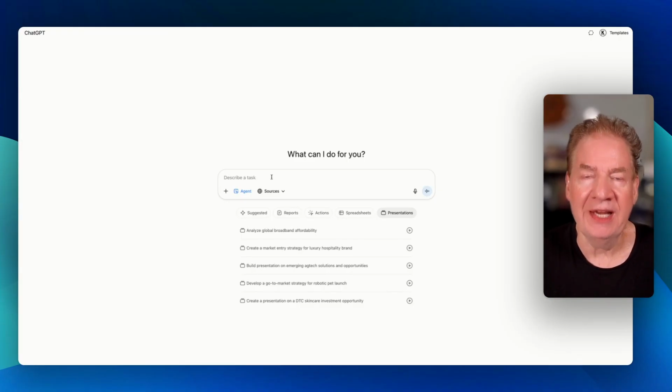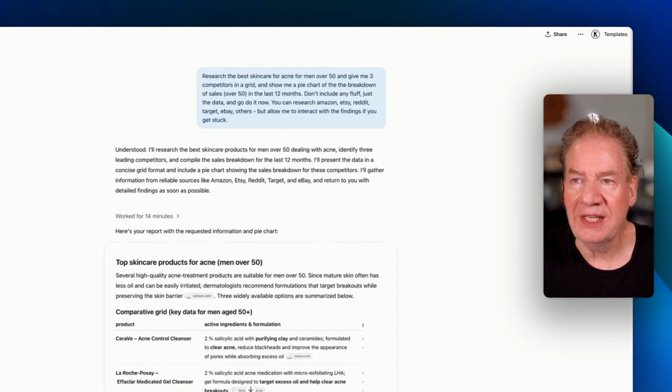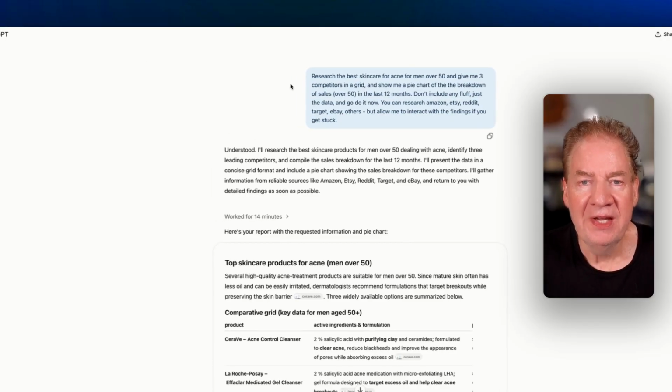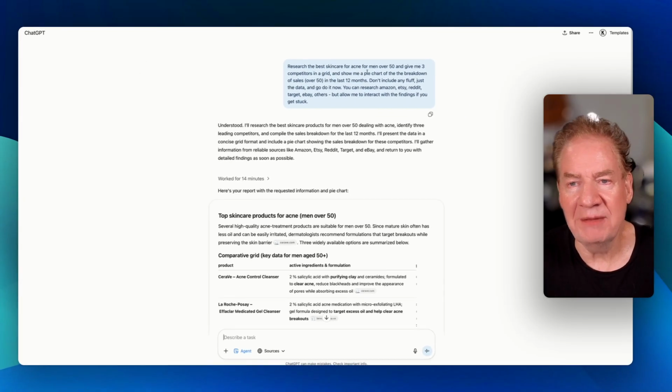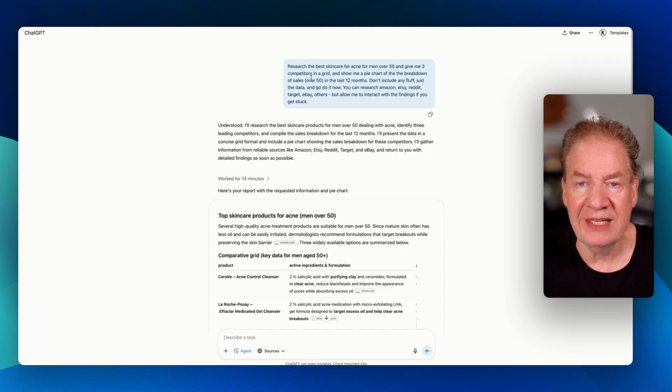And what I did is I said, okay, so for men over 50 who deal with acne, not too common, but you want to be able to do some research yourself to figure out who or where and what are the best products that can serve that particular problem. And so what I did is I'm going to flip over now to the tried area. I said research the best skincare for active men over 50 and give me 3 competitors in a grid and show me a pie chart of the breakdown of sales over 50 in the last 12 months.